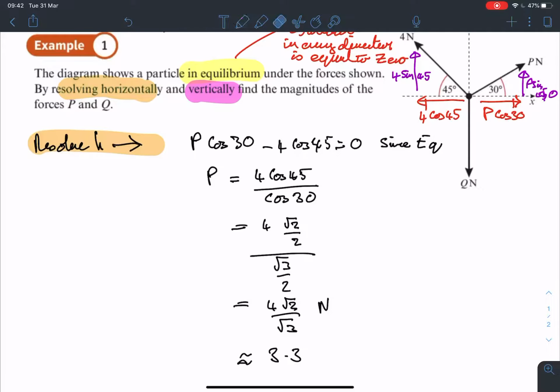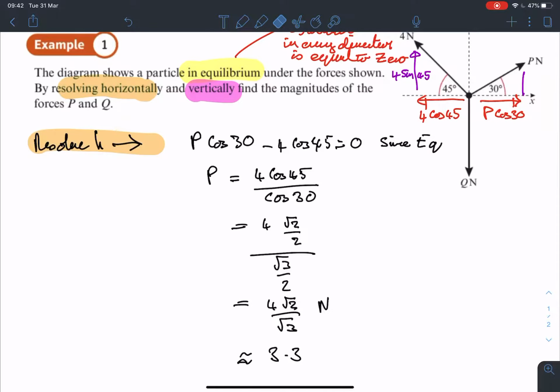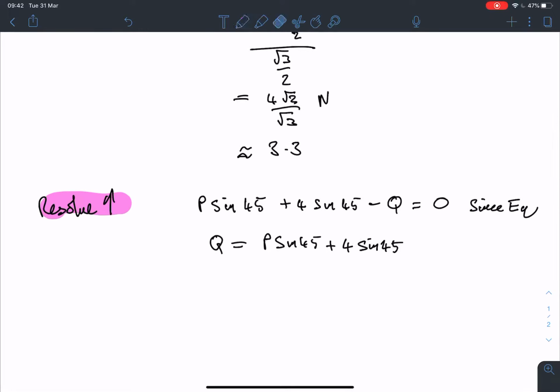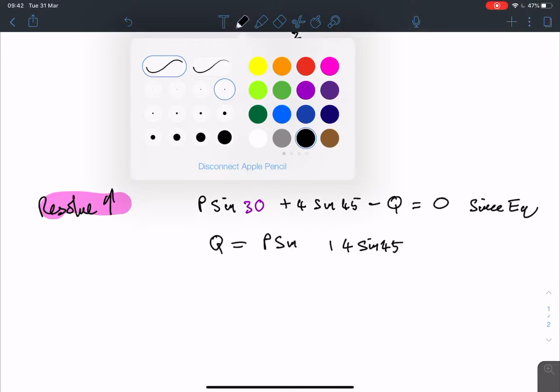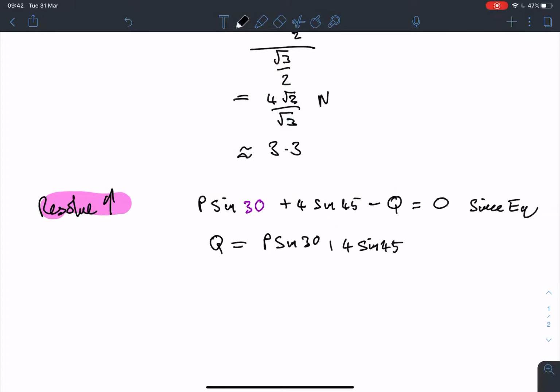Let's see if we can write that a little bit more clearly. Yeah, so that should be P sine of 30. So down here I should have had P sine of 30 plus 4 sine 45. Okay, that looks slightly better now.